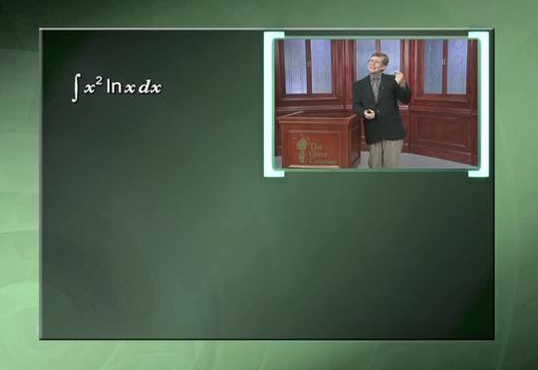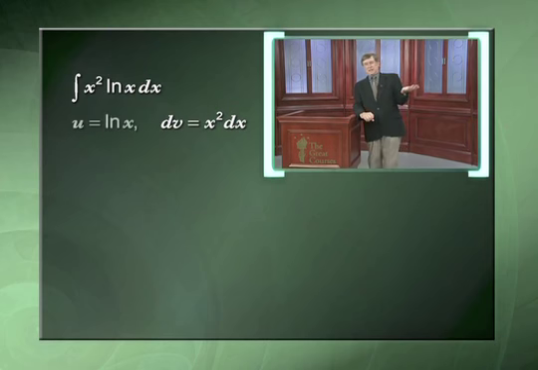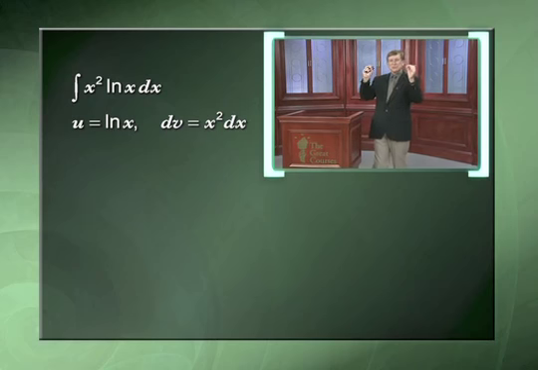Because I can't integrate log x, so I have to do something else. How about if I let the dv be x squared dx? That I can integrate. It would be x cubed over 3. Well, then what would u be? U'd be log x. And I have to differentiate the u, and that's easy. The derivative of log x is 1 over x. So that's a better choice of u and dv.